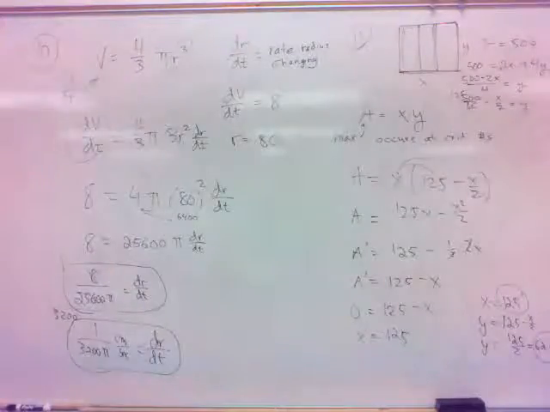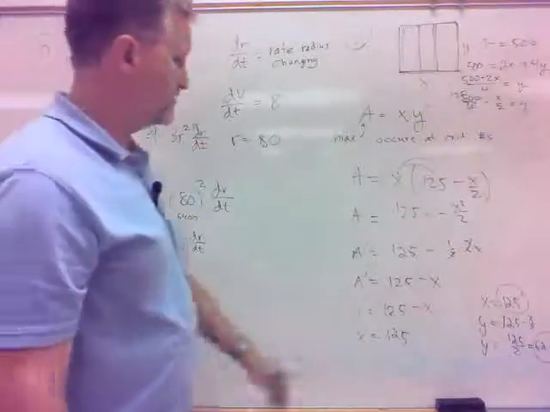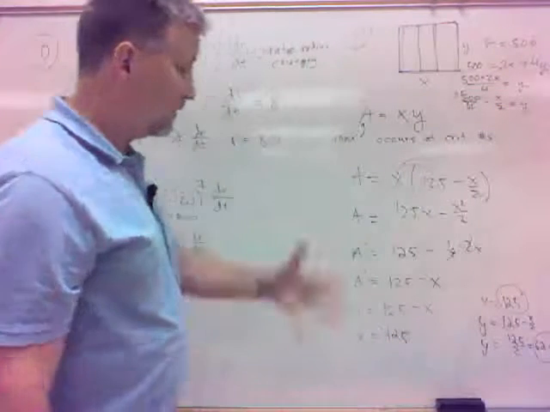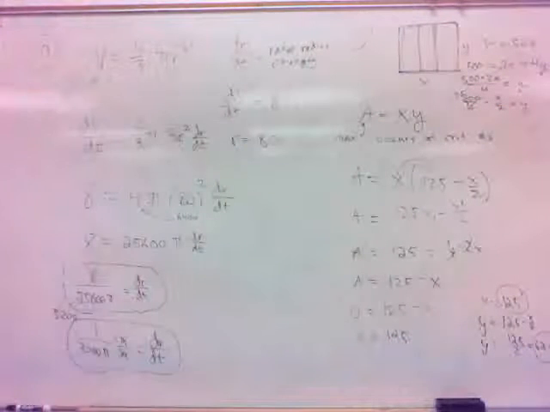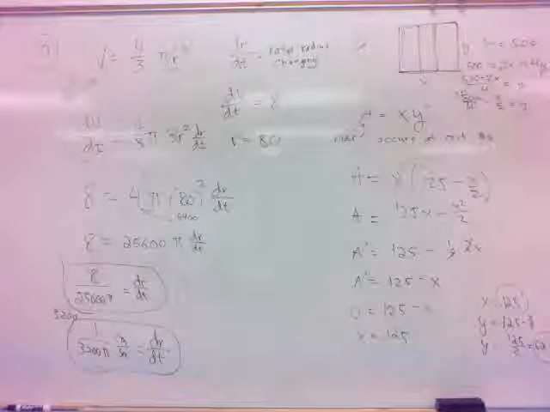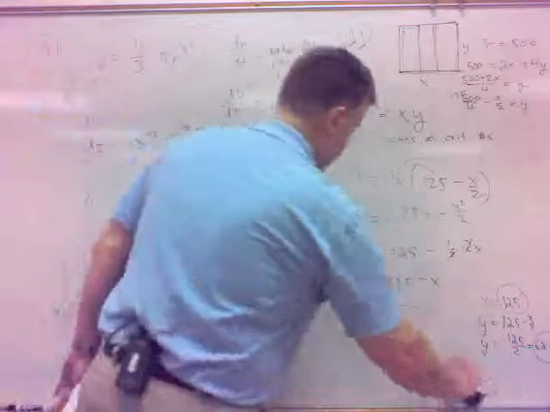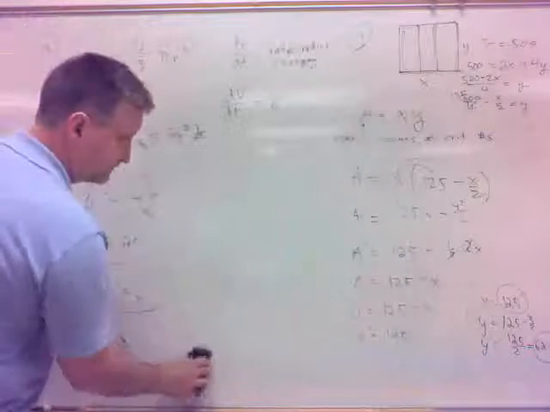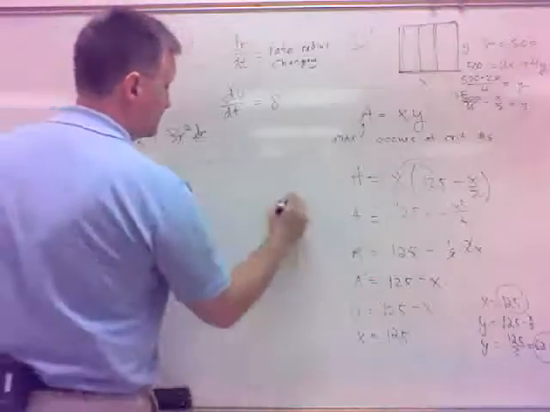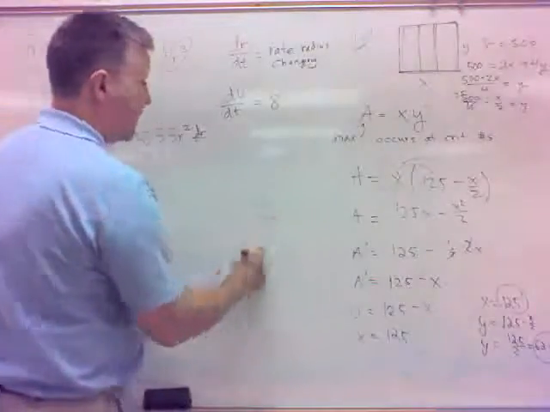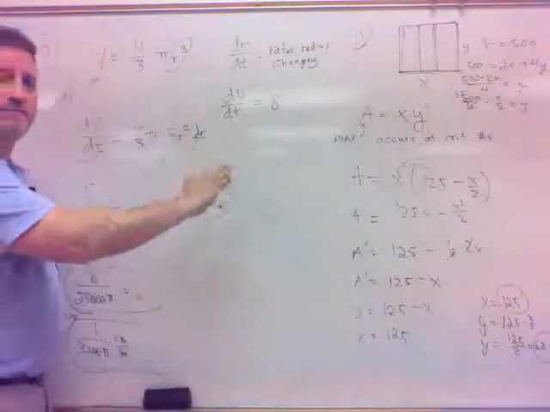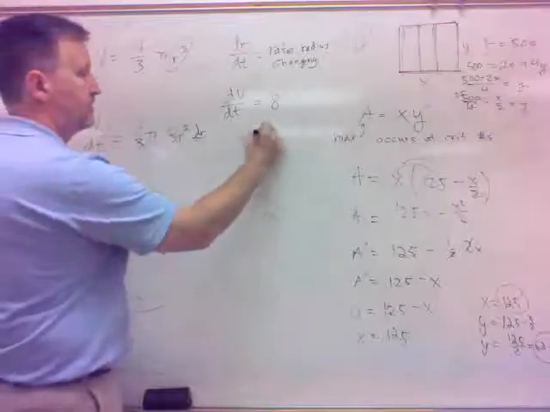Yeah, technically we should check to make sure that's a maximum. But since you bring it up, how would we do that? How could we make sure this is a maximum? Yeah, what it means is, there's your critical number at 125. If that's so, then what do I have?